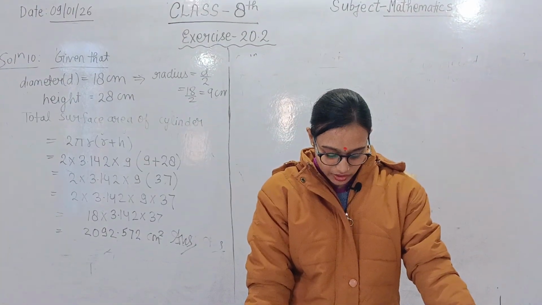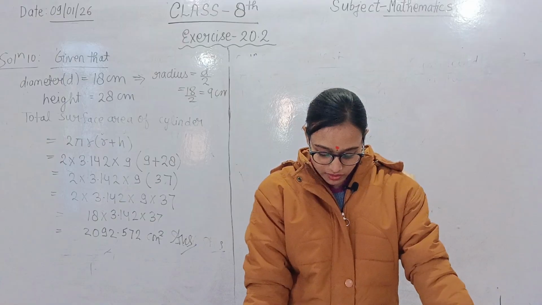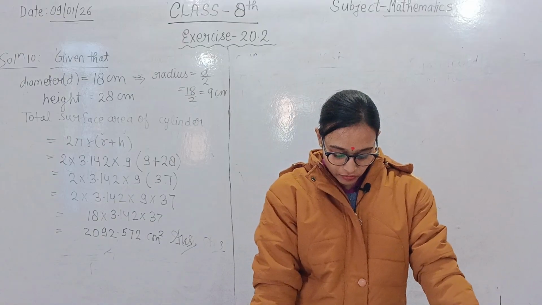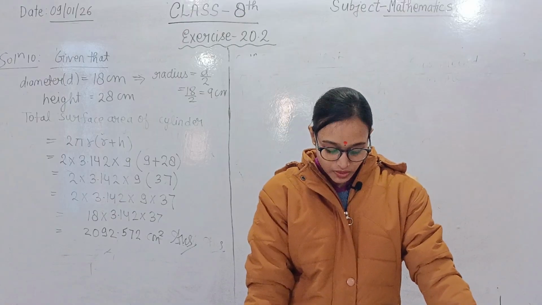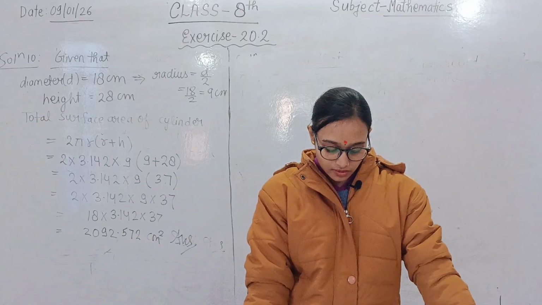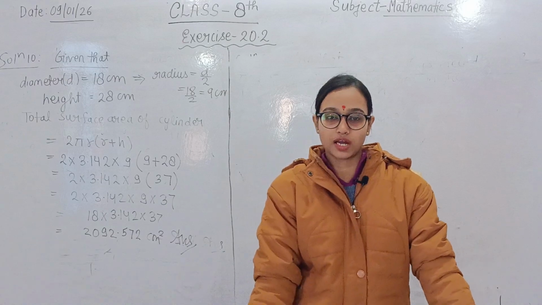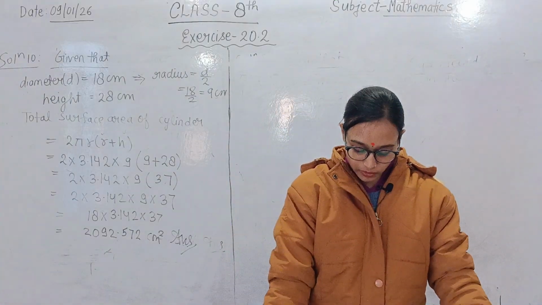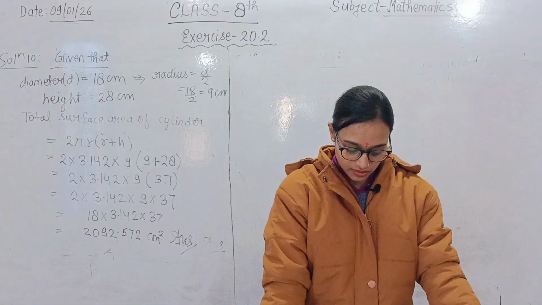Now question number 11. The circumference of the trunk of a tree cylindrical in shape is 132 centimeter. Find the volume of timber that can be obtained from the trunk if the length of the trunk is 1.5 meter. In the cylinder, we have two circular plates. In this question, circumference is given as 132 centimeter, and we know that circumference of circle is equals to 2 pi r. We have to calculate the volume if the length of the trunk is given as 1.5 meter.